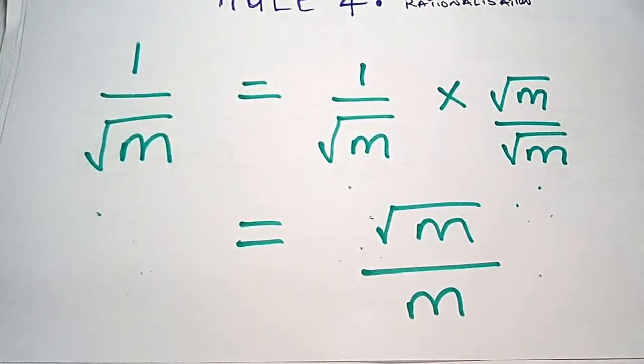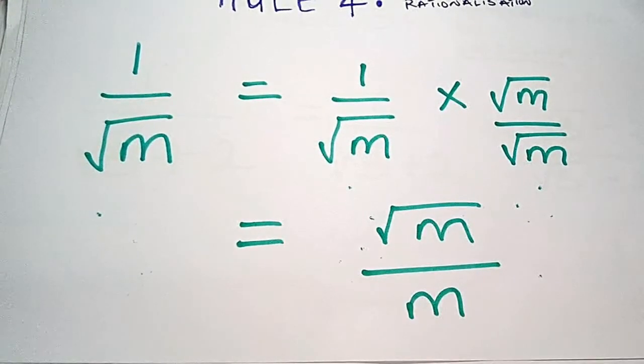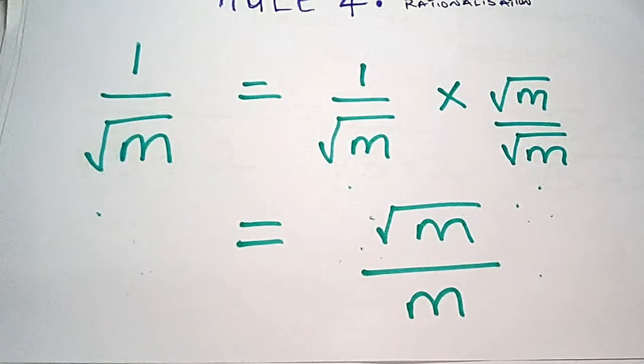That's what you do. Now, what if the denominator has a root and a natural number? Well, that takes us to the fifth rule, or the fifth tip, that we're going to look at, which is rationalization by conjugation. If you understand this, then you will be able to understand the next tip. Now let's look at that.